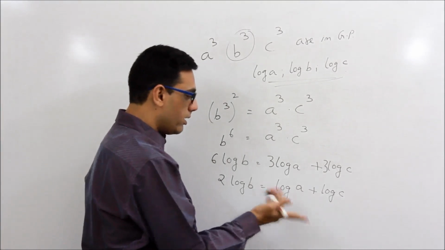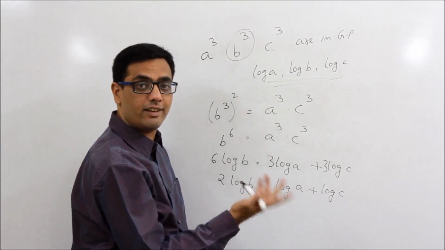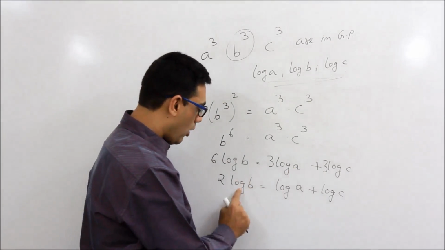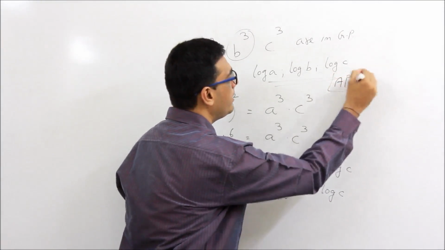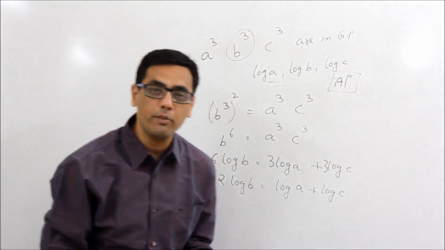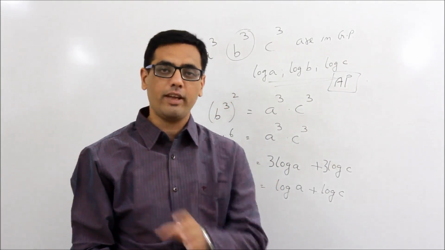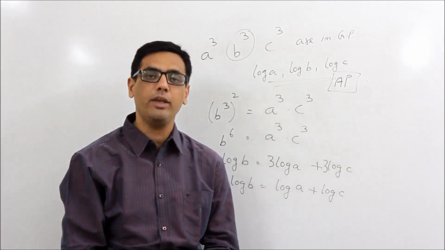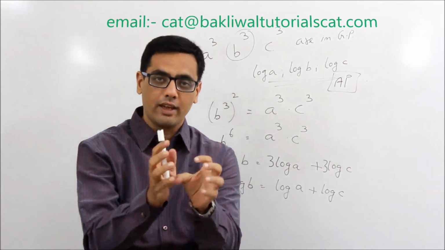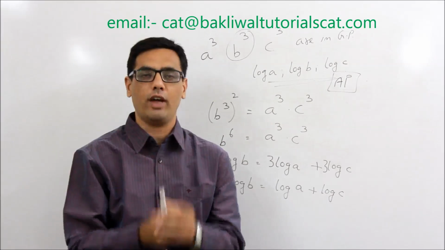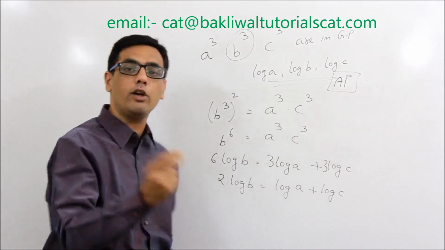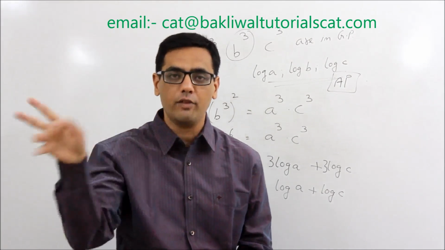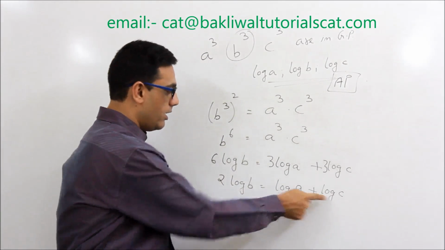And therefore, no points for telling the answer. Now, log A, log B and log C are definitely in AP. This is the definition of arithmetic progression. If three numbers x, y, z are in AP, it means that y will be the average of x and z. 2y is equal to x plus z, y is equal to x plus z by 2. Like this.